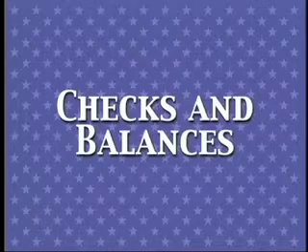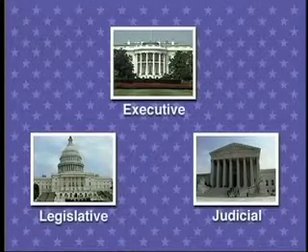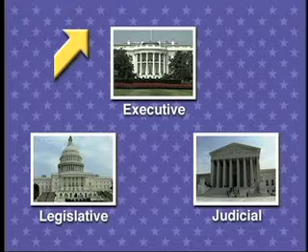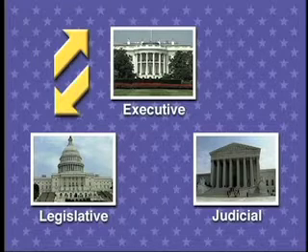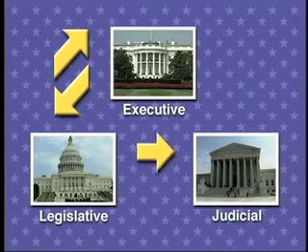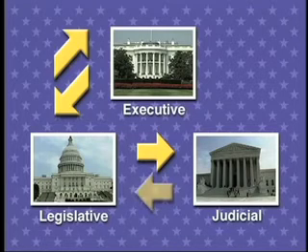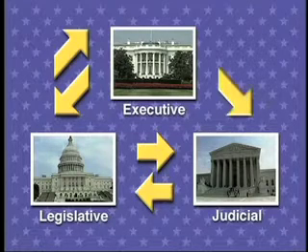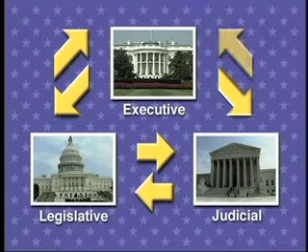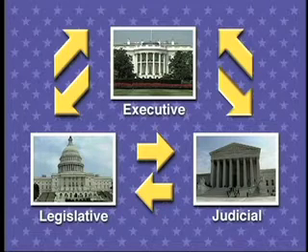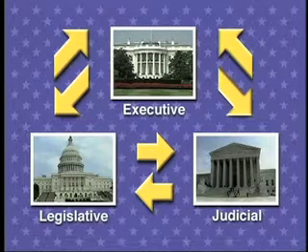and balances. Checks and balances means that each branch of the government has some say over what the other branches do. That way, no one branch of the government can get too powerful and none can function without the cooperation of the others. It's an assurance that power is kept in balance.